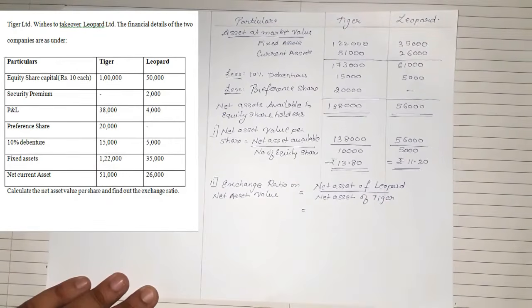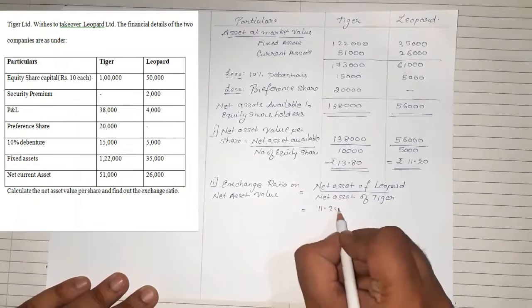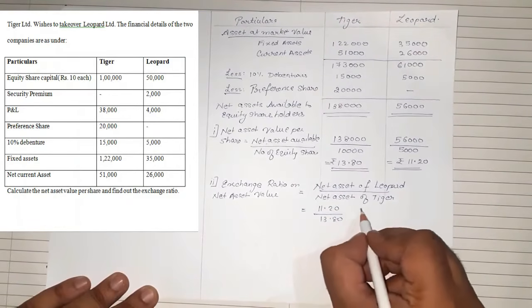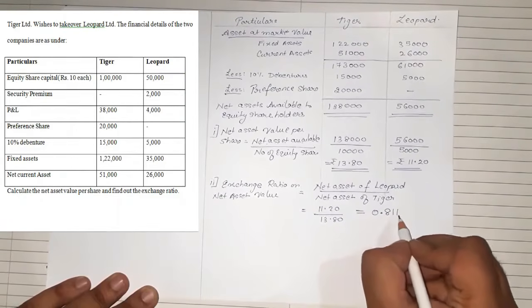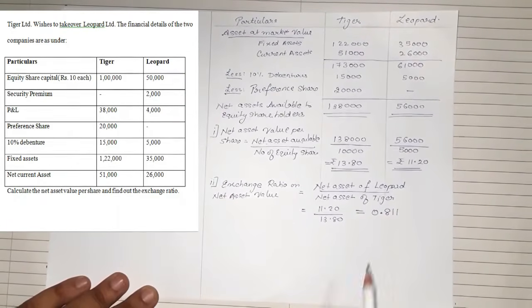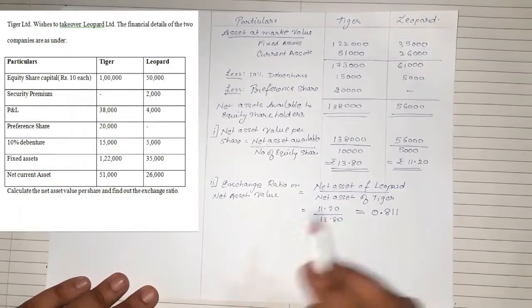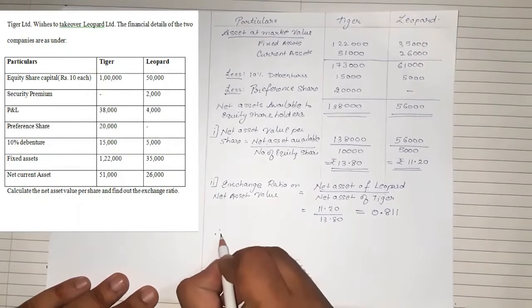So in our case, the value would be net asset of Leopard, 11.20, divided by 13.80. So we get the exchange ratio as 0.811 share approximately. So this is the meaning of, for every 1 share of Tiger, Leopard will be getting 0.811 share. So now let us see the final answer.